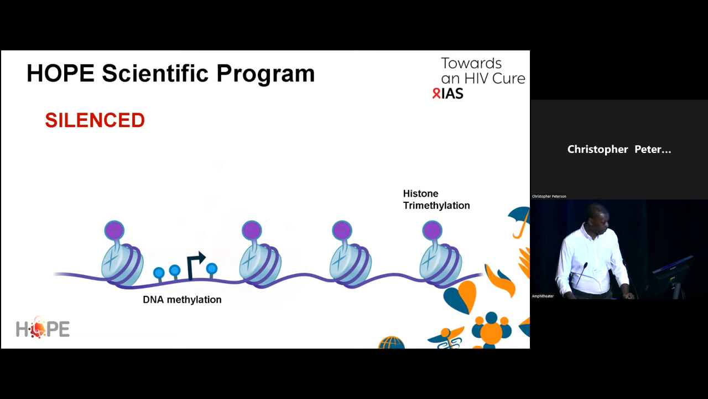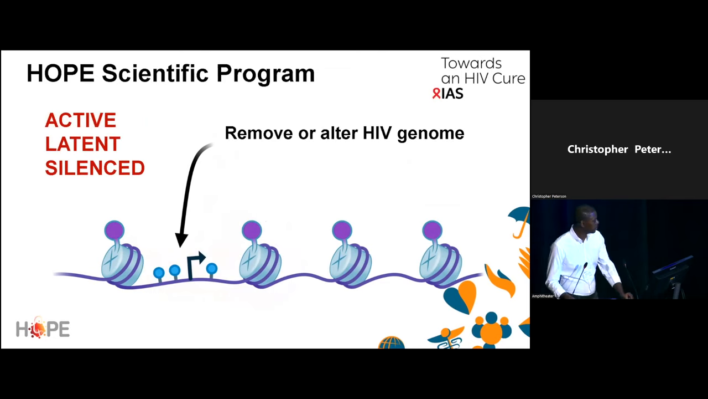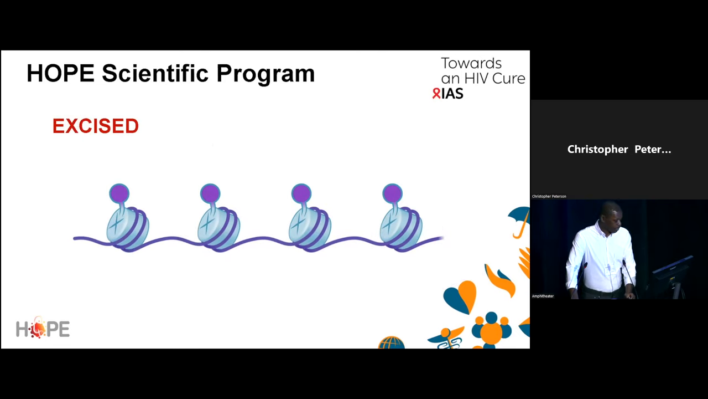So we're really interested in trying to drive a silenced virus and then hopefully come in with new strategies to alter the genome sequences of the virus through our interesting gene editing approaches, to permanently change this virus and hopefully end up in a state of complete silencing and excision of the virus. So we hope that with the excised virus, there'll be a permanent approach to HIV eradication.